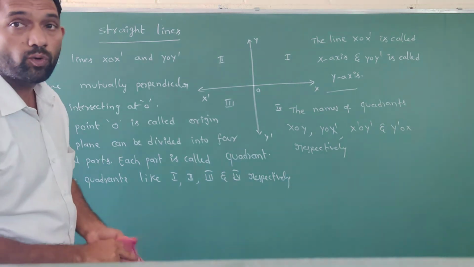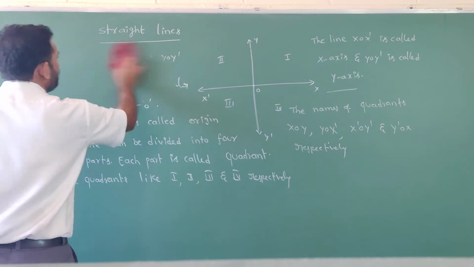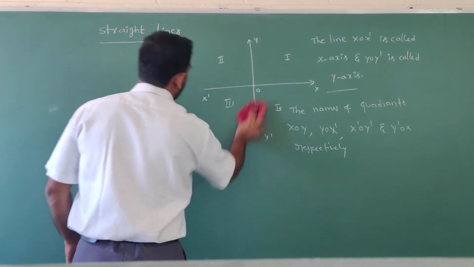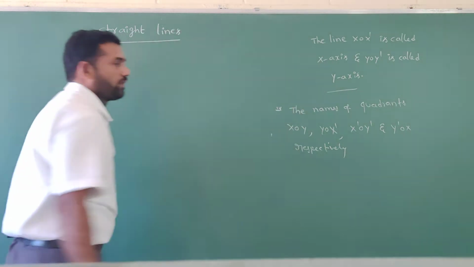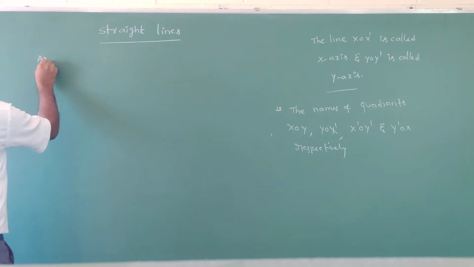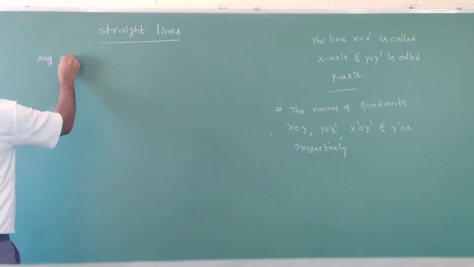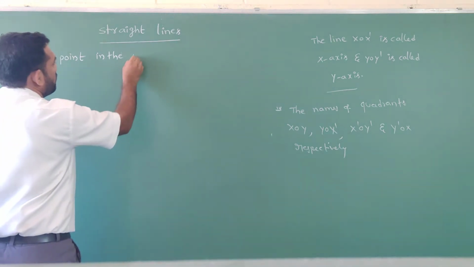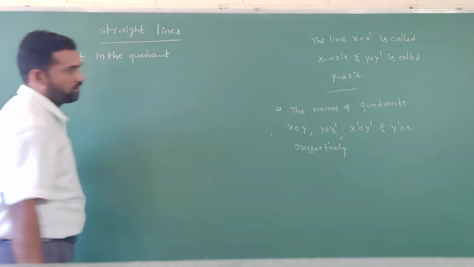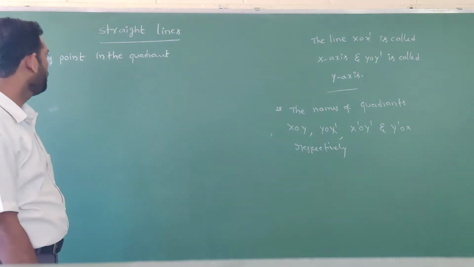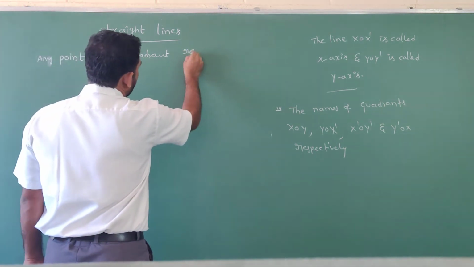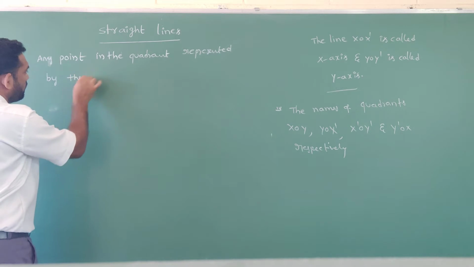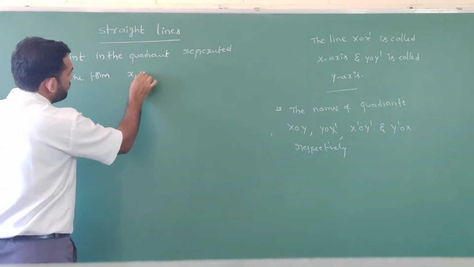Next, the signs of coordinates. Suppose any point you consider in the quadrant is represented in the form x comma y.